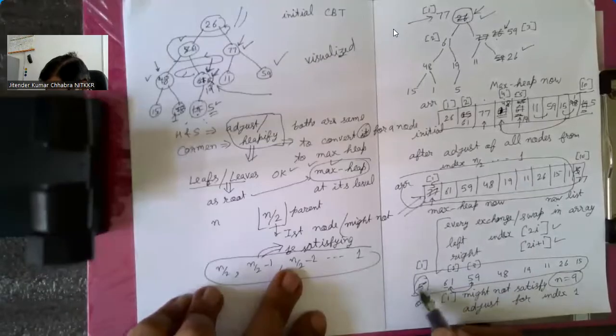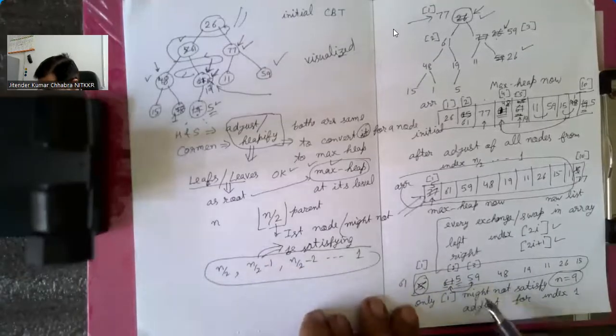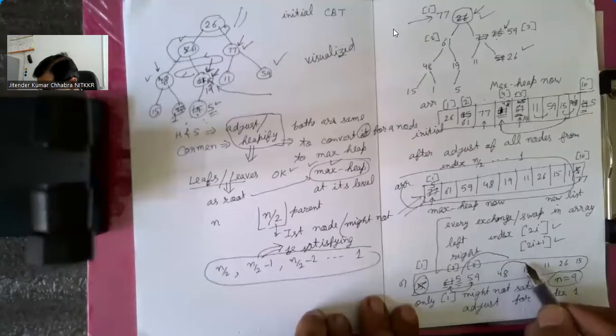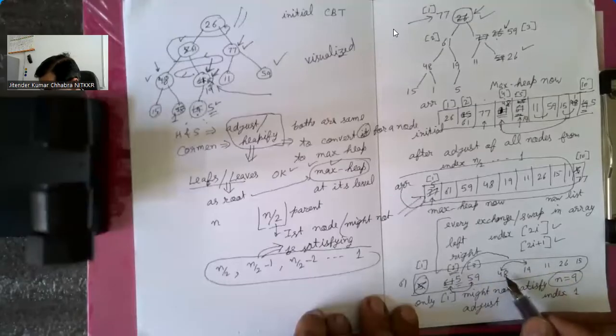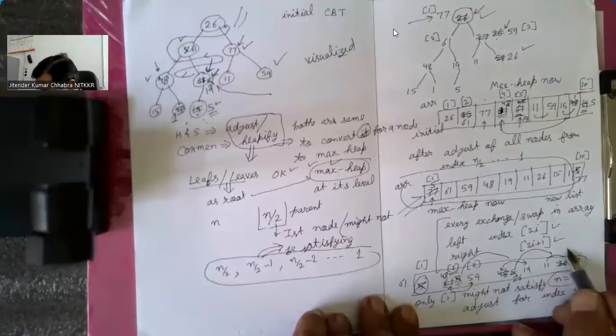So effectively here it will come, 61. It will come here, 5. But I will not stop. 5 will be compared with its 2 children further. 5's 2 children are at index 4 and 5 because it is at index 2. So 4 and 5, out of this 48. So 5 will be again replaced and 48 will come here. 5 will come here. 5 will be further compared with its 2 children. Out of this 26 will come here and 5 will go here.